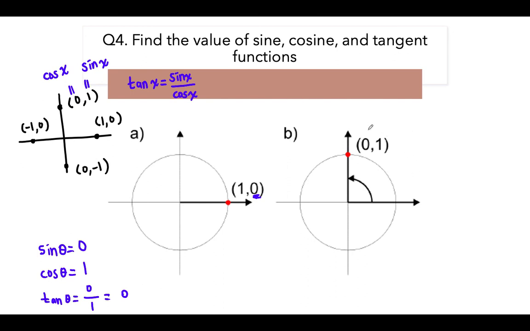So next, letter B. Let's rewrite the formula. So x, if it's a unit circle, x represents the cosine, and the y represents the sine.